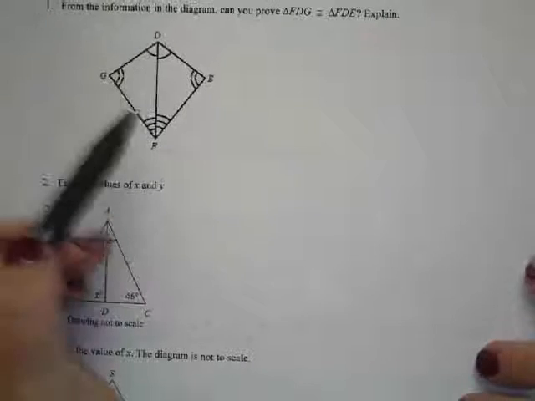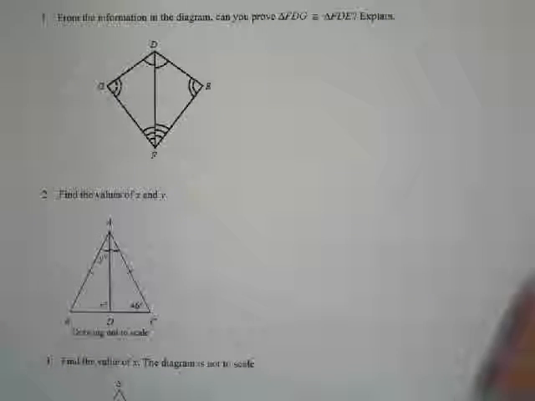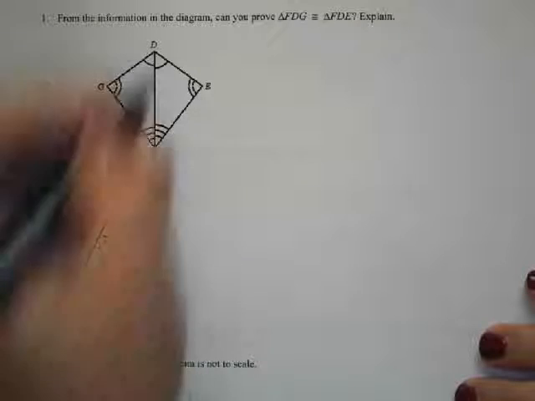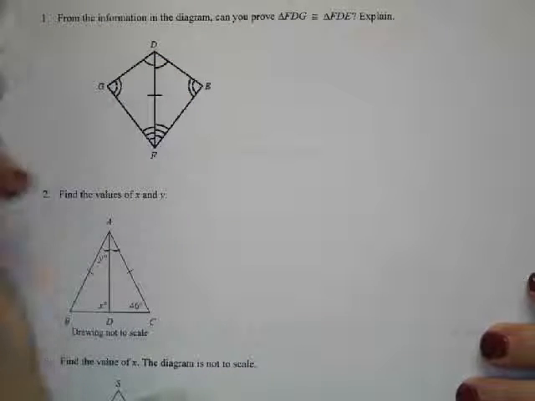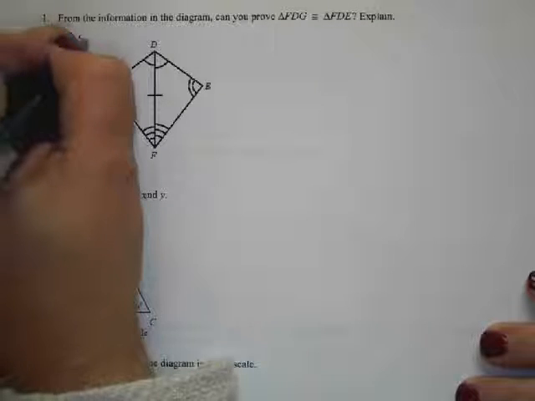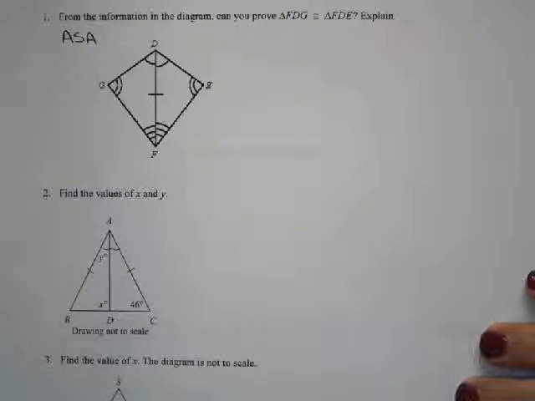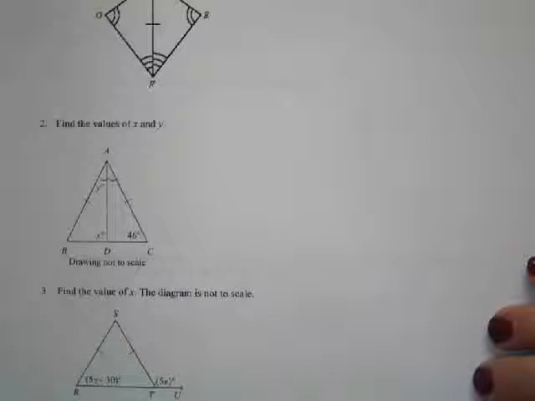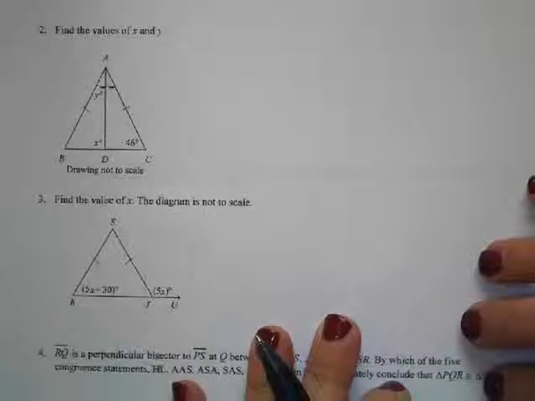So in the first problem, we're just trying to prove if the triangles are congruent. So remember, you can always mark a shared side. And then if we look at the markings, we have angle, side, angle for problem 1. In problem number 2, we have an isosceles triangle.